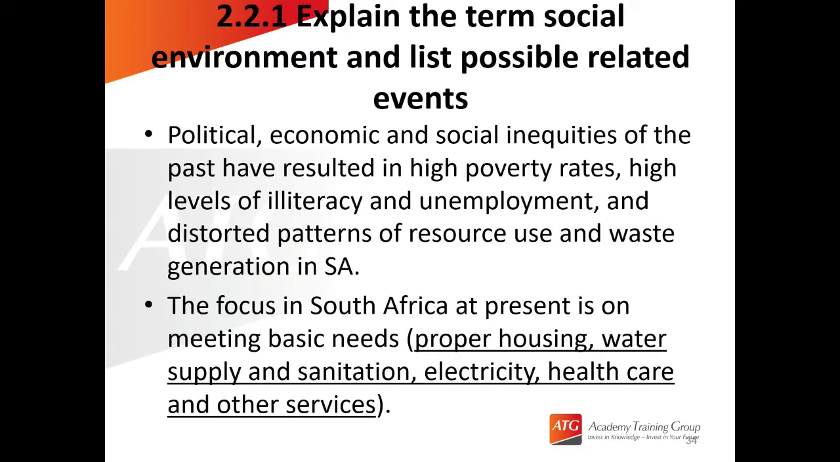Now, let's look at the terms social environment and list any possible related events. There could be, for example, political, economic, as well as social inequities of the past have resulted in high poverty rates, high levels of illiteracy and unemployment, and distorted patterns of resource use and waste generation in South Africa. The focus in South Africa at present is on meeting basic needs, which is proper housing, water supply and sanitation, electricity, healthcare, and other services.